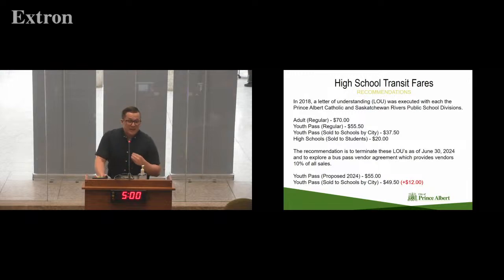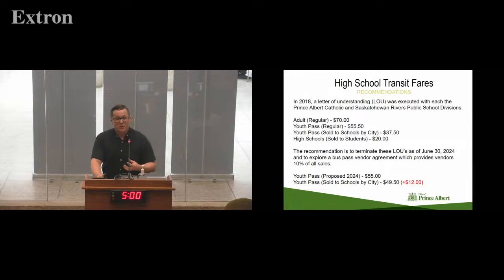However, it's of note that the second cheapest high school bus pass in the province is Saskatoon at $59, so we are quite low. So the recommendation is to terminate these LOUs as of June 30th, 2024, and to explore a standard bus pass vendor agreement. And essentially the way that works, it's the same as all the vendors citywide. The vendor would get 10% of all bus passes sold, so the youth passes would be $55, and they'd be sold to the schools for $49.50.